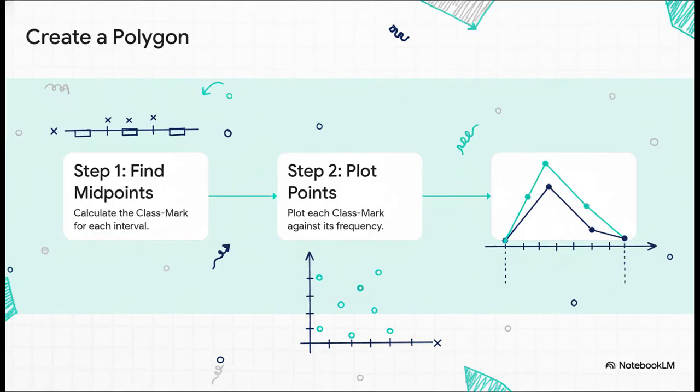But here's the cool part. You don't even need to draw a histogram first. You can make one directly from the data. First, you find the midpoint for each data group. Then, you plot that midpoint against its frequency, connect the dots with lines, and finally, just anchor the ends of the line down to the horizontal axis.